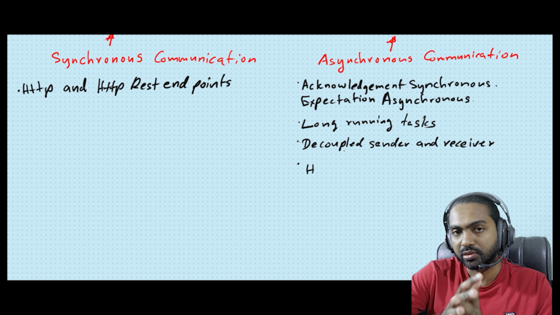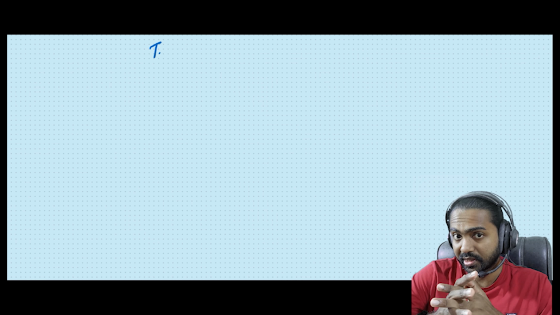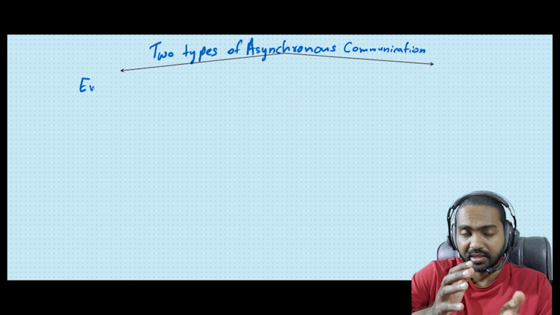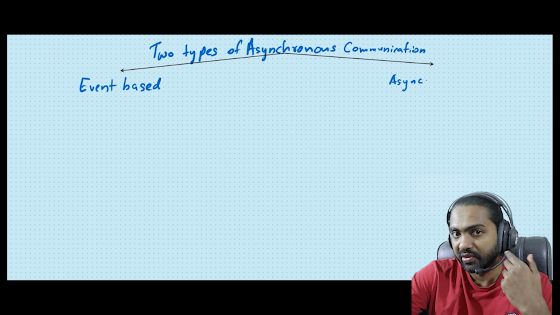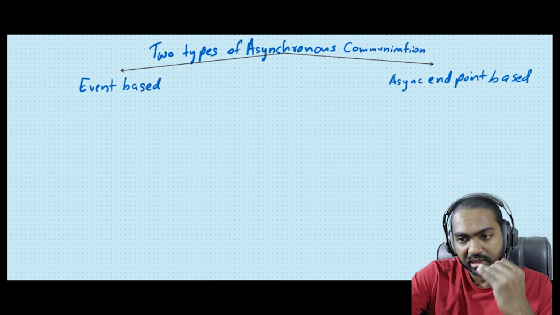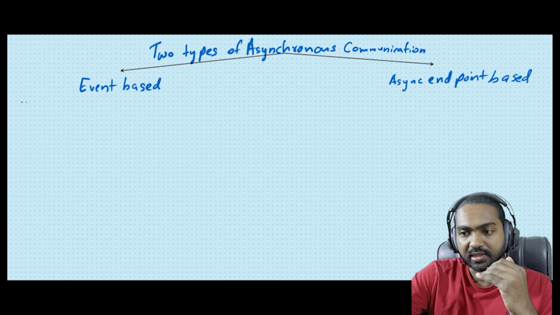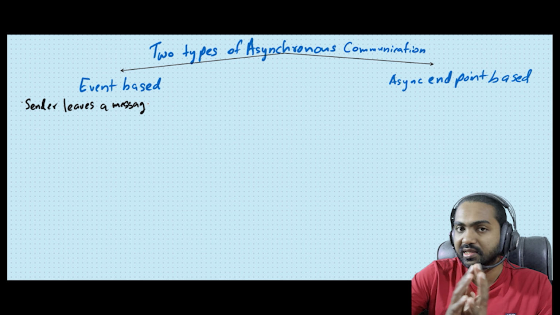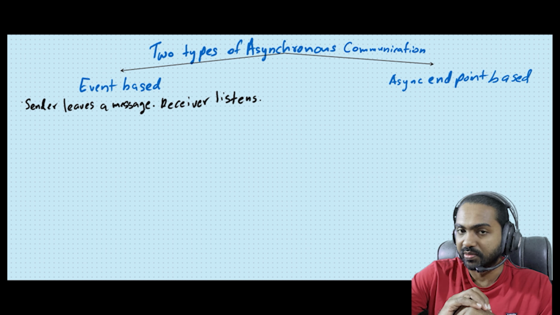Okay, let's move to the asynchronous communication in detail. Asynchronous communication can be in two types, that is event based and asynchronous endpoint based. In the event based scenarios, the sender does not invoke a service or an API from the receiver. Sender just leaves a message into a mechanism that the receiver is listening to. Messages are exchanged over message brokers.